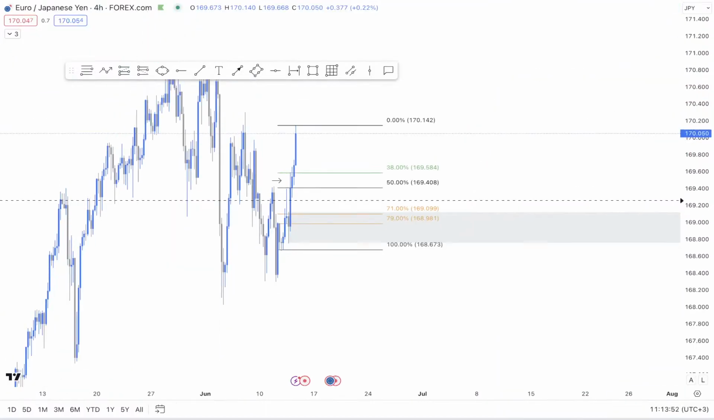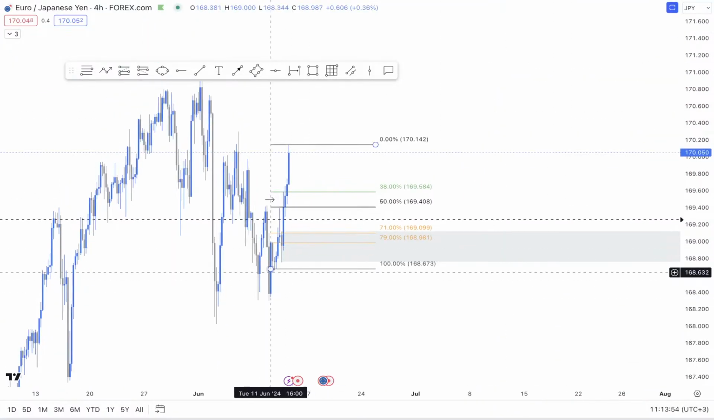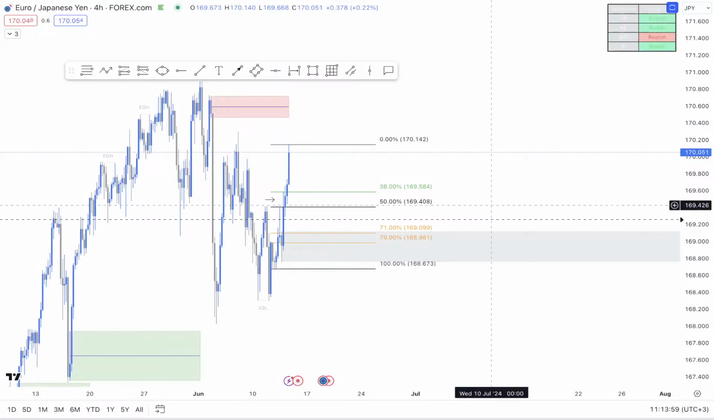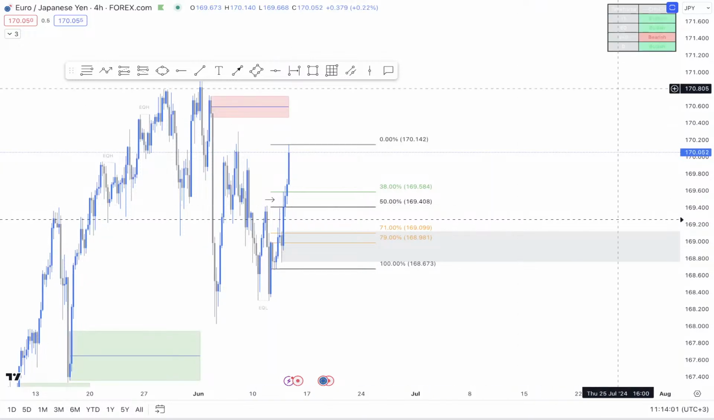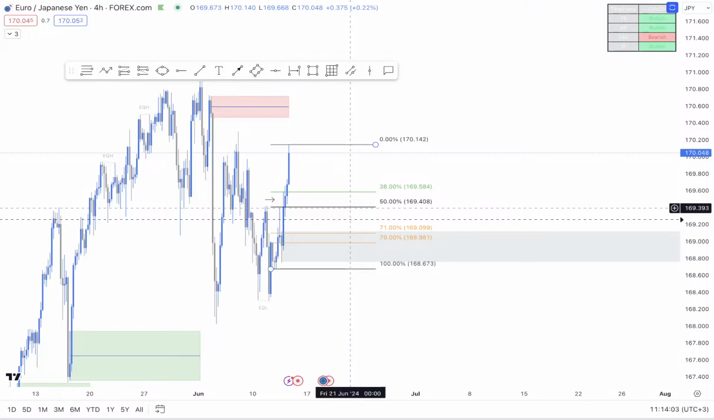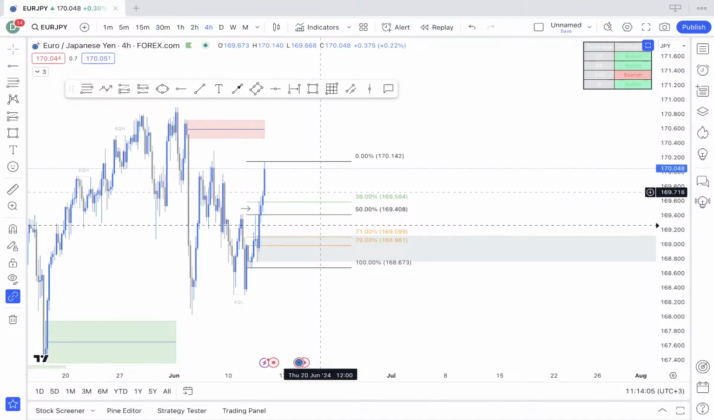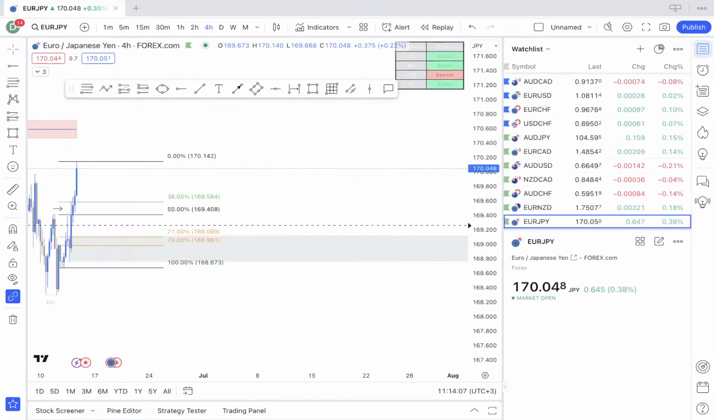On Euro JPY, we have a textbook break of structure towards the upside. We have an unmitigated order block lining up perfectly with the point of interest. The daily is bullish on the trader graph, and now we just need to wait for a corrective pullback.